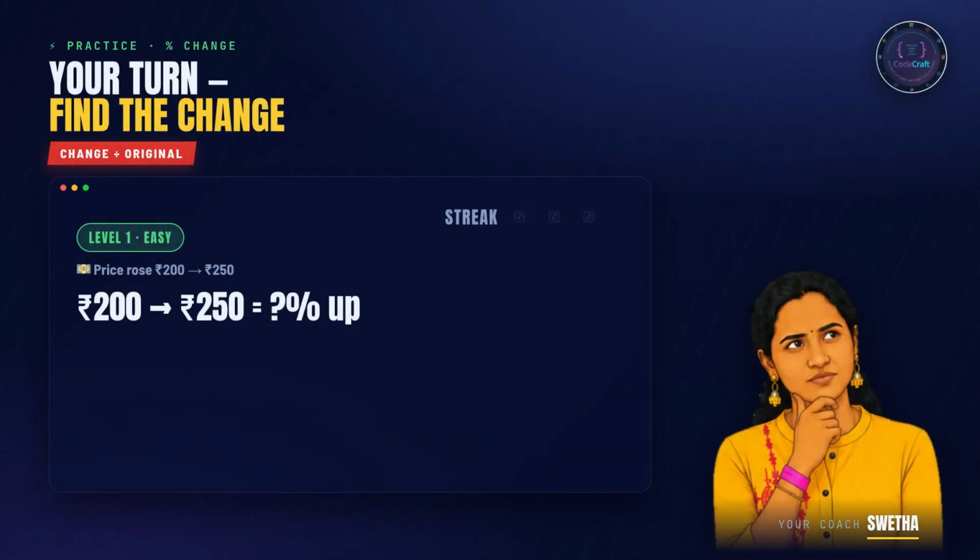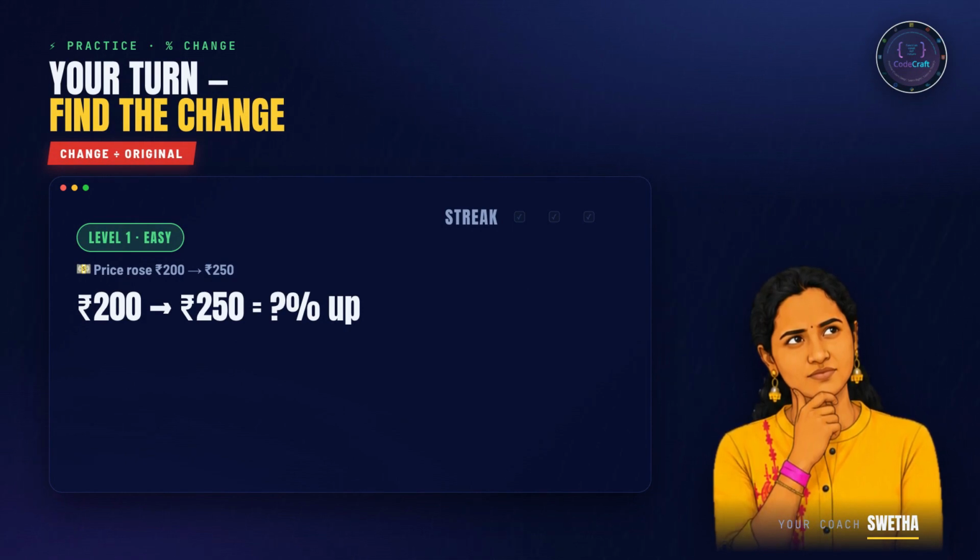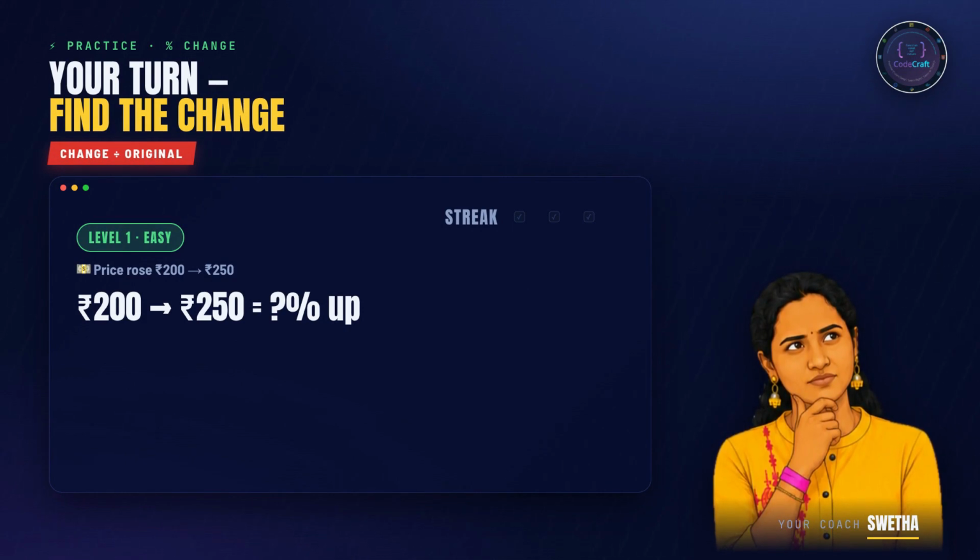Warm up first. A price went from 200 rupees up to 250. What percent increase is that? Remember, the change divided by where you started. Pause and try.